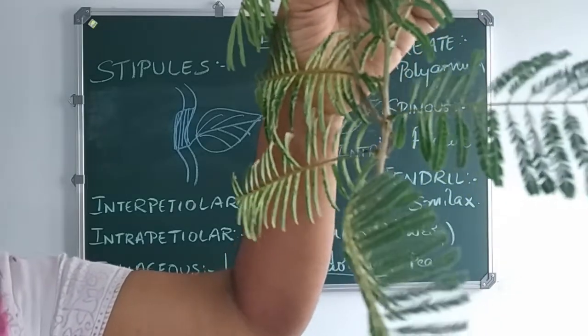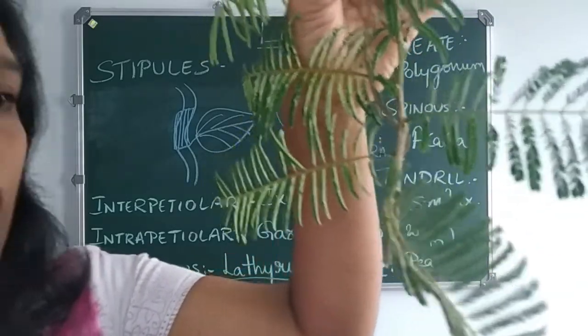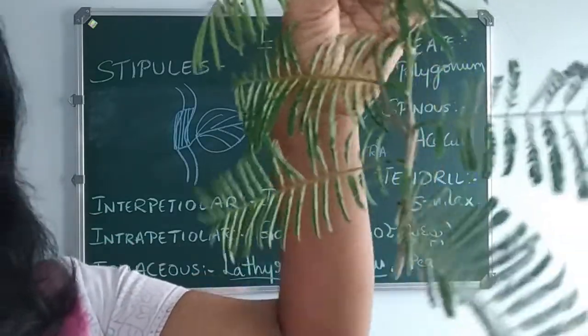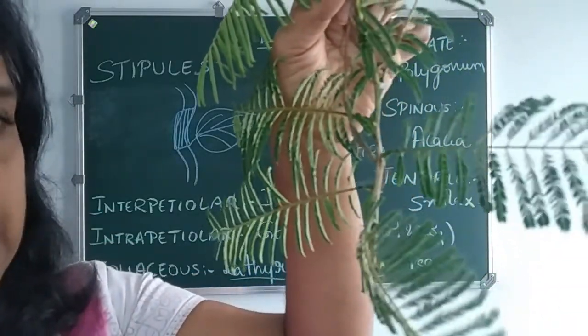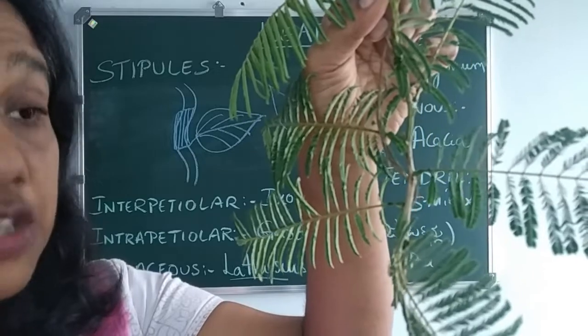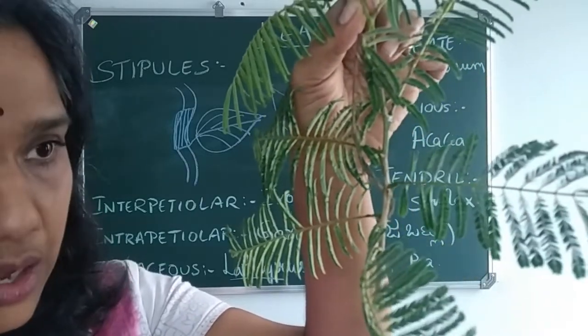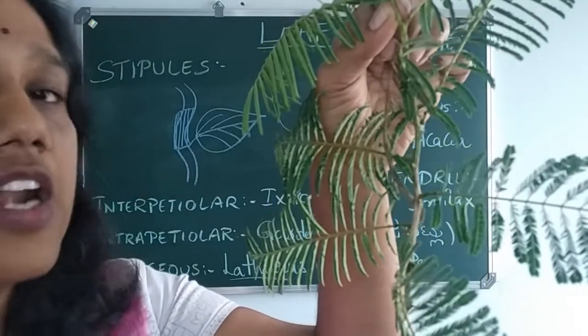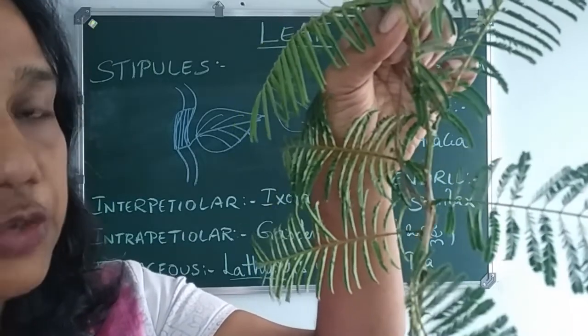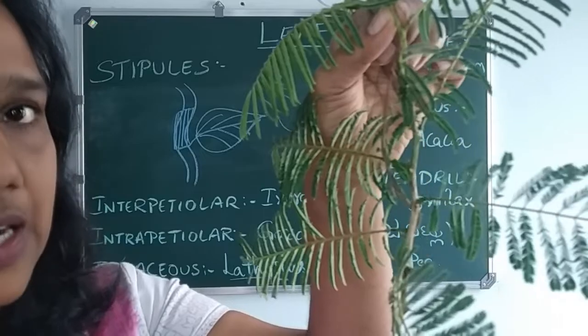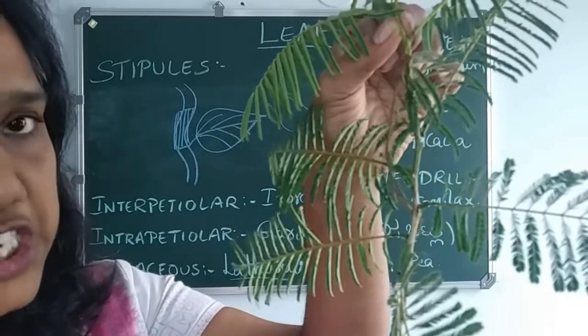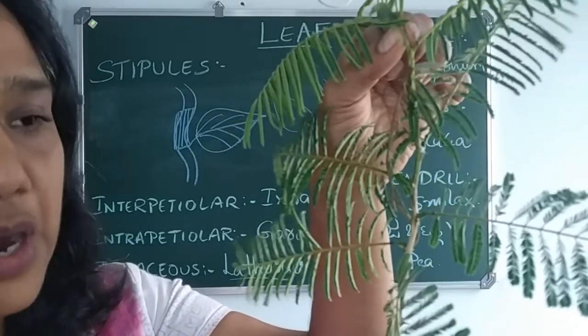Students, please have a closer look. What you can see is this is a compound leaf because a single lamina is broken down into several leaflets, also called pinna. What is a simple leaf and a compound leaf? I will explain to you in the next coming classes. But right now, acacia is an example for a compound leaf.